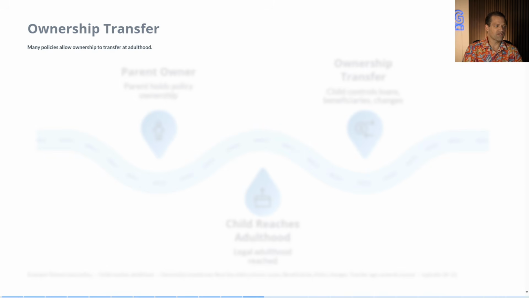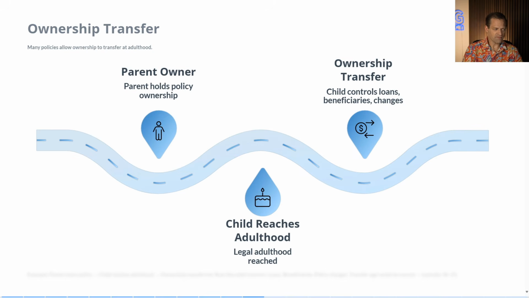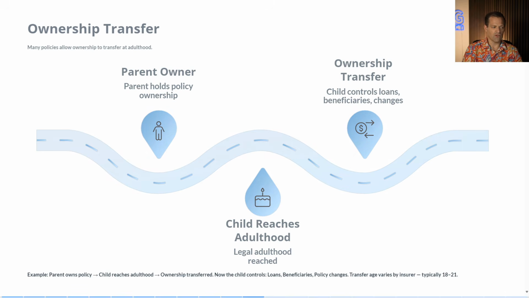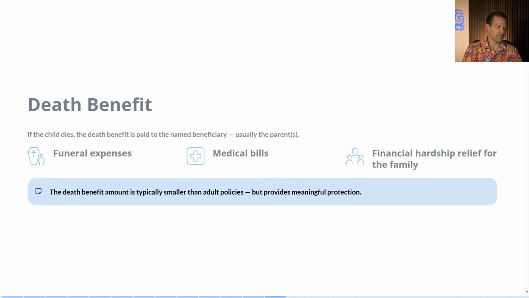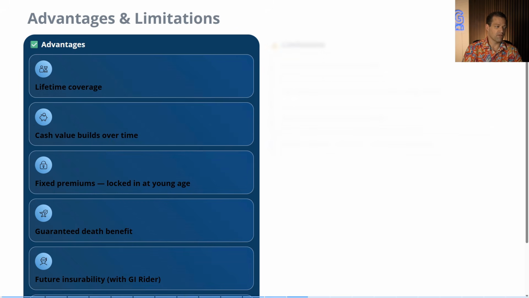So the ownership transfer happens around adulthood. The parent owns the policy. The child reaches adulthood, and the ownership is transferred over along with the loans, beneficiaries, and changes. Okay. The death benefit is paid to whoever the named beneficiary is. Typically, it's the parents, and that's paid for things like funeral expenses, medical bills, financial hardship. And it's typically smaller than most adult plans, but it can provide some sort of meaningful protection.